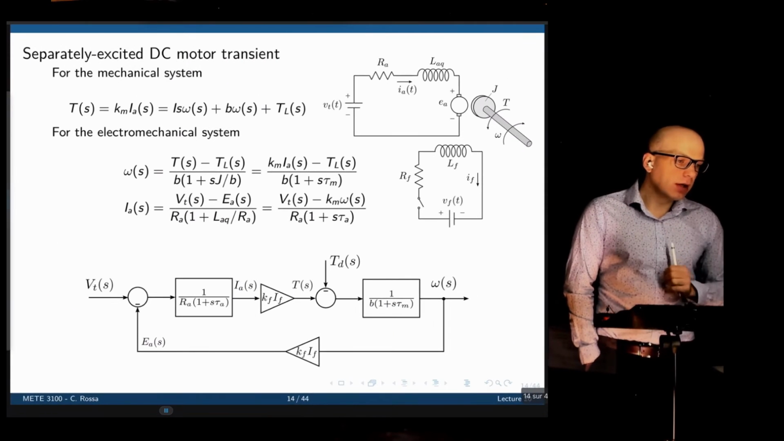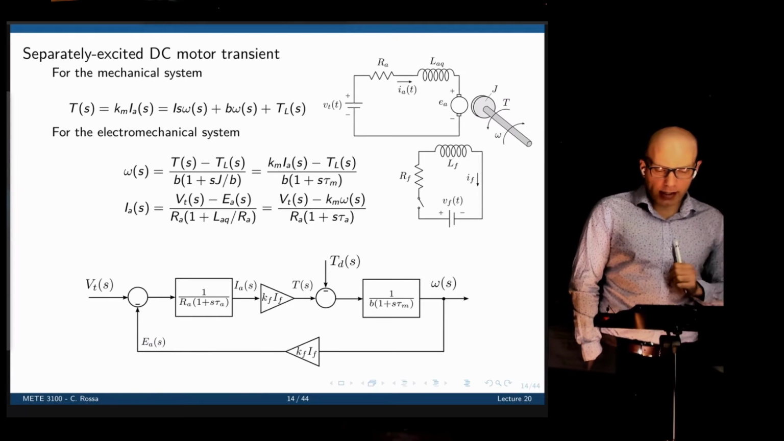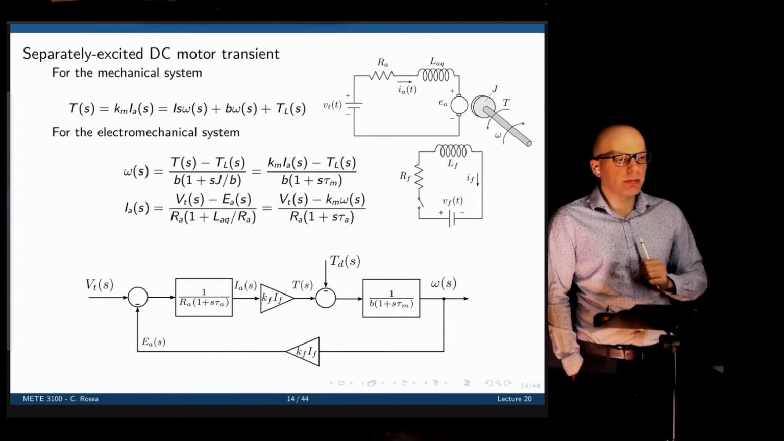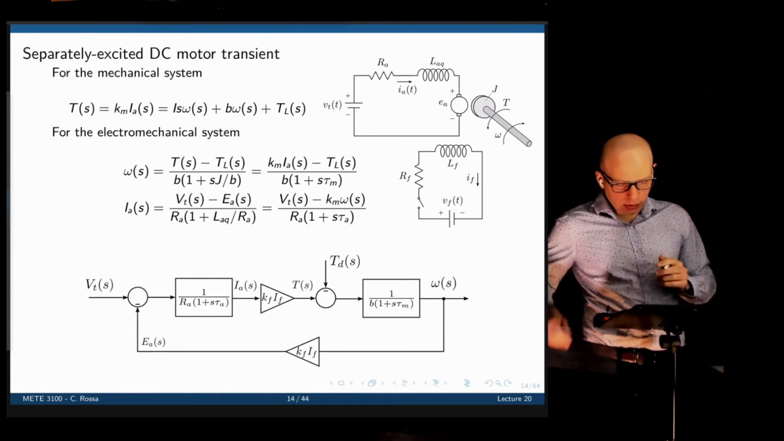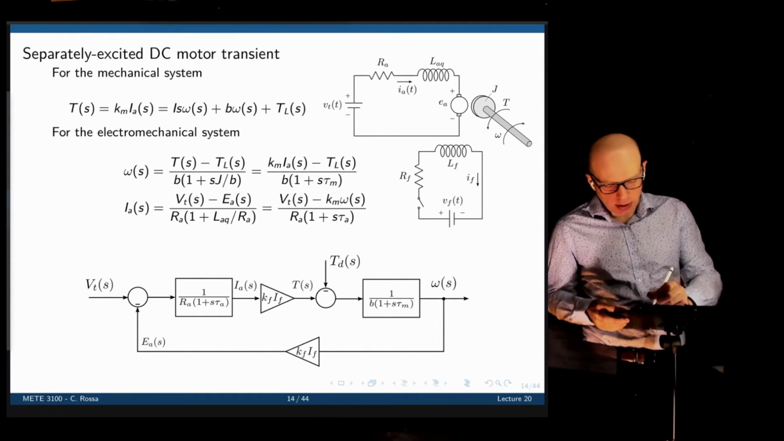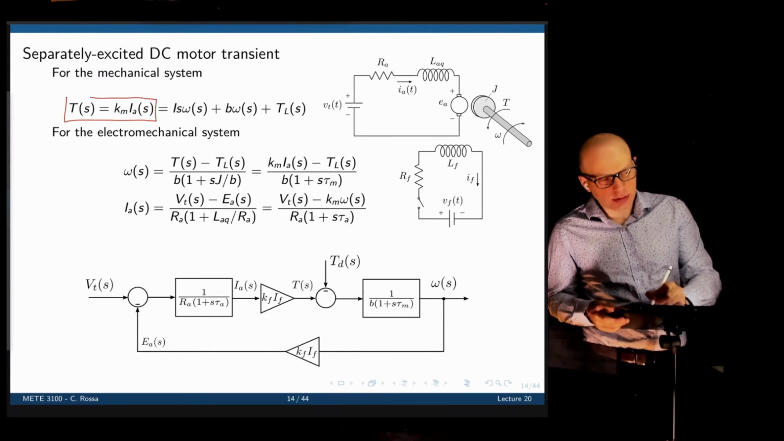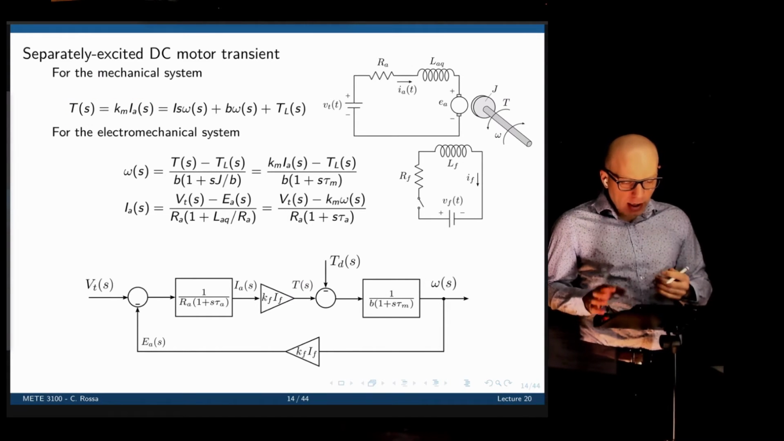So that's for the electrical part. We can move on to the mechanical part, and for the mechanical part, we can do the balance of torques. So to do the balance of torques, what can you do? We can say that the torque is proportional to the current. That's what we established before. And what is the torque?